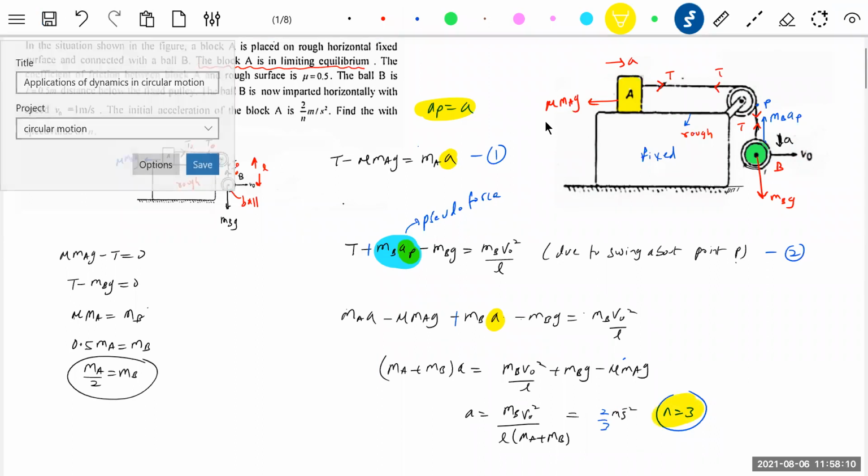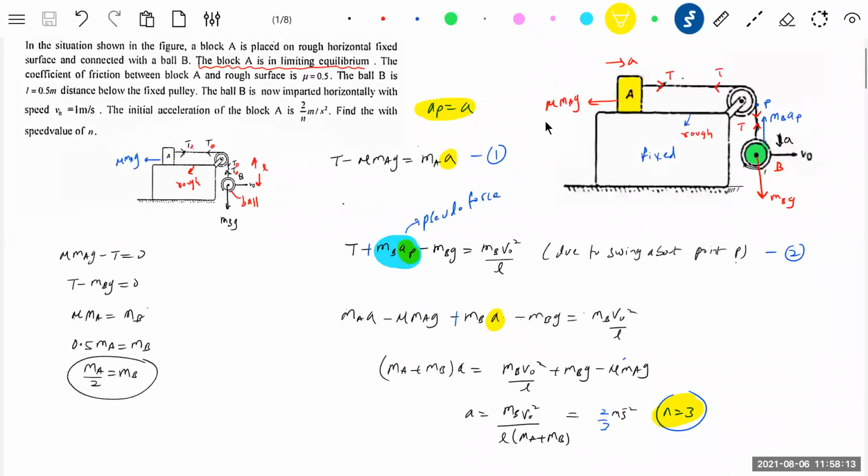One problem. Just one problem I wanted you to analyze here. I'll scroll down. The mass of block A and mass of block B are not mentioned. Is there? No. Yes.